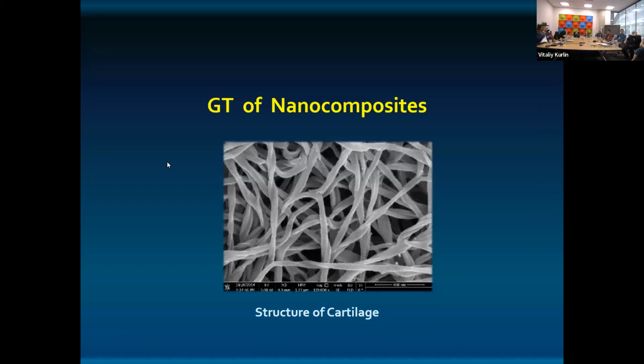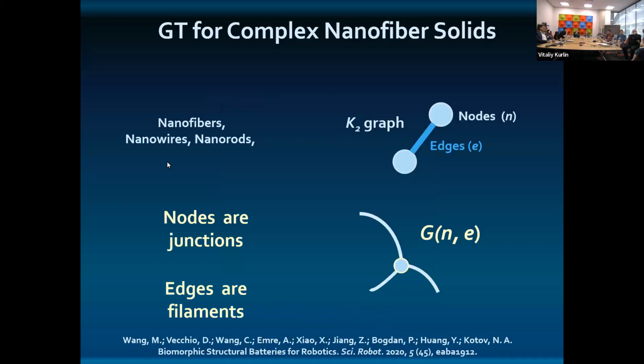Now, I'd like to go to the other aspect of the graph theoretical description. And now it will be about composites. You saw the structure of cartilage. Is it messy? Kind of. Does it have order? Actually, it does.